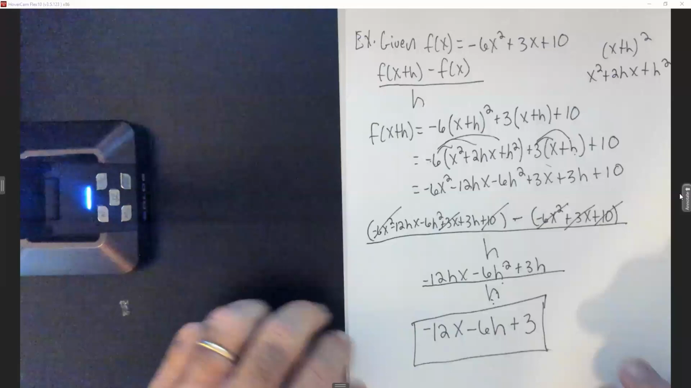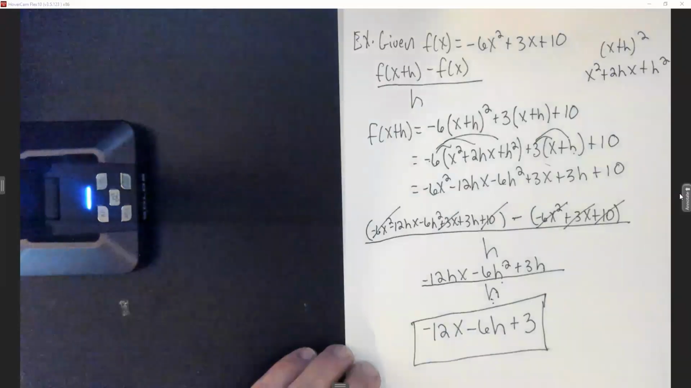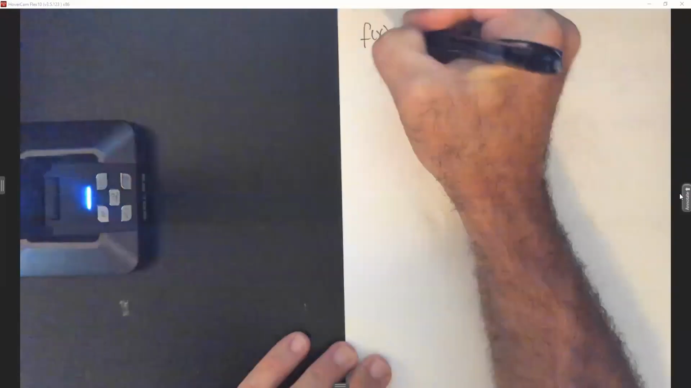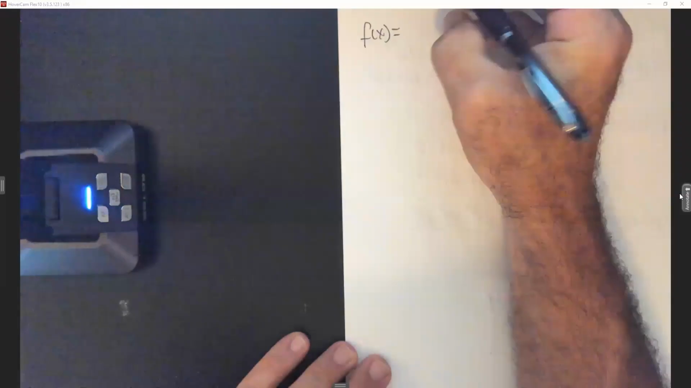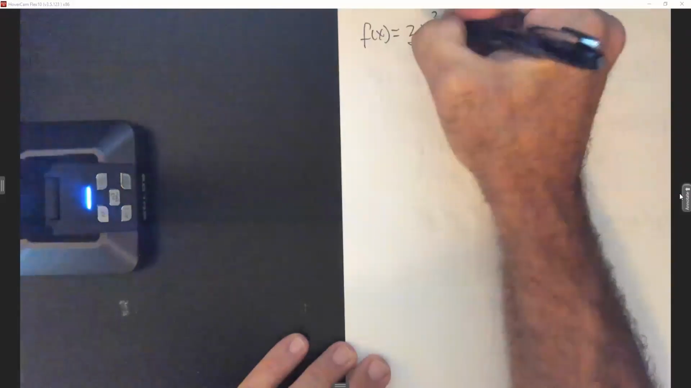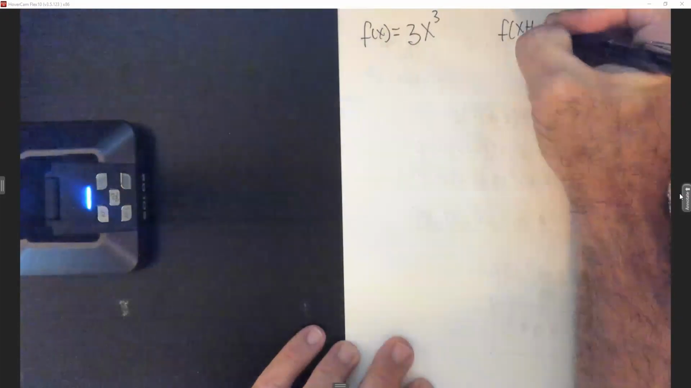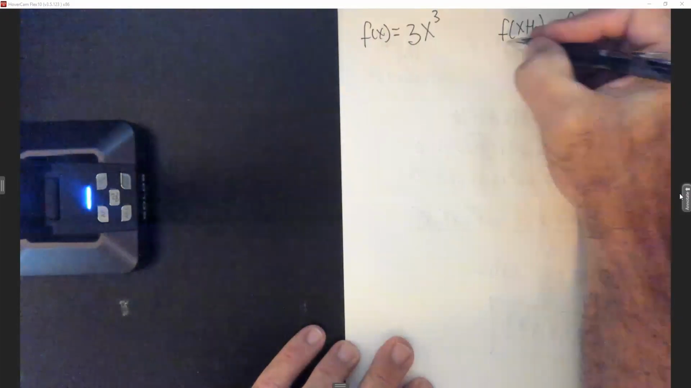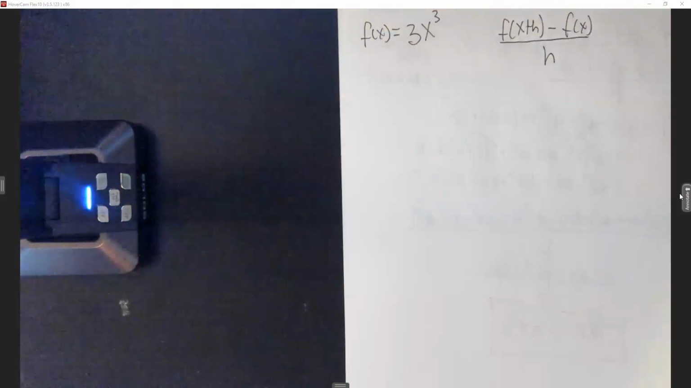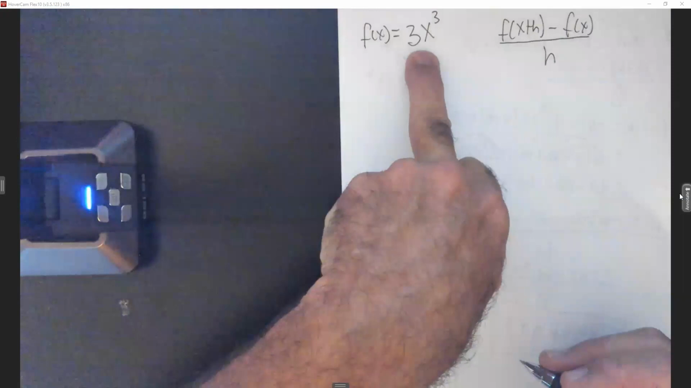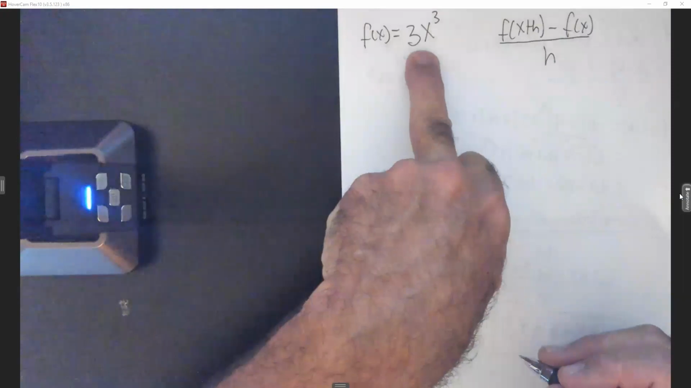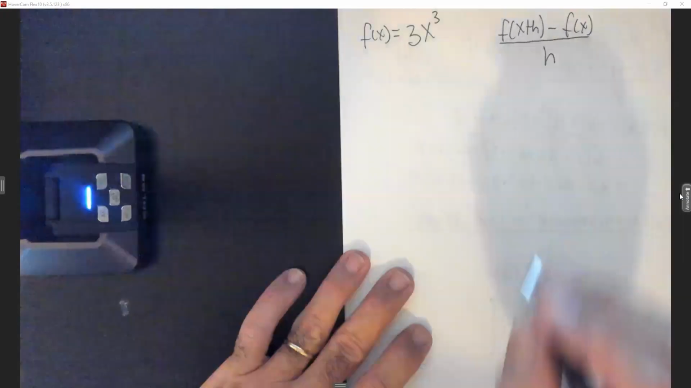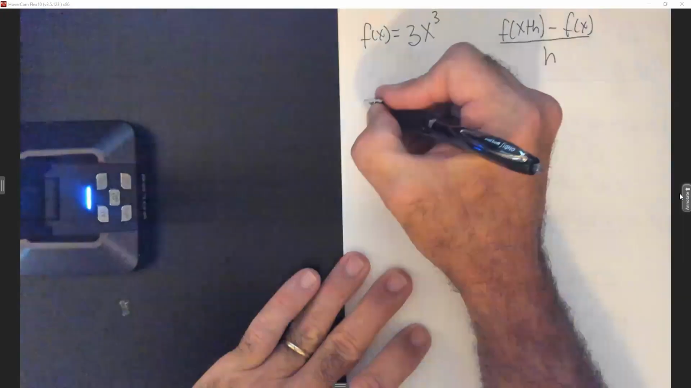All right, y'all, so I'm turning to do the last one. This has f of x equals 3x to the third. Once again, we're going to do f of x plus h minus f of x all over h. Now, don't let this one fool you. Although you just see one little term there, this thing might not be as nice as you think. So, let me show you what I mean. I'm going to find f of x plus h.